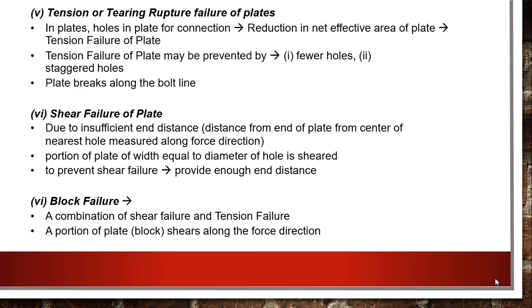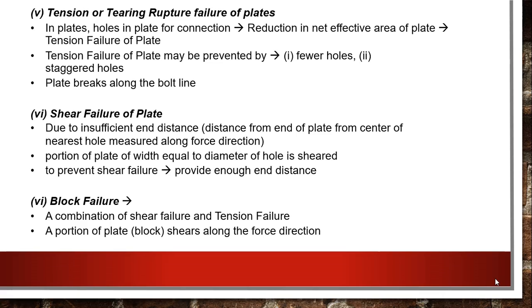The next type is shear failure of plate due to insufficient end distance, that is the distance from end of plate to the center of the nearest hole measured along the force direction, which is called the end distance, right. The portion of plate of width equal to the diameter of hole is sheared, right. To prevent the shear failure, you have to provide enough end distance. So basically these are the criteria for failure of bolt and how to prevent the failure of bolt, right.